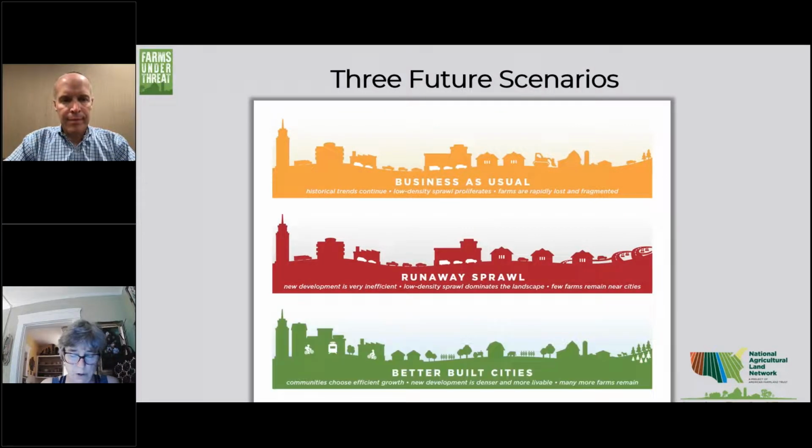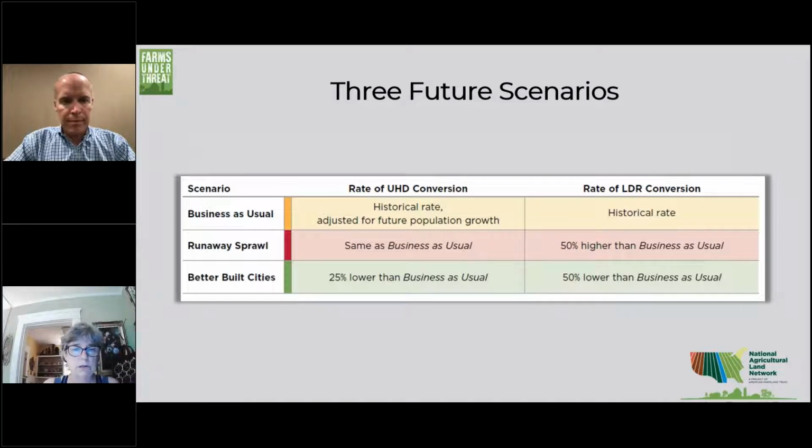And then lastly, we modeled the future that we hope for, better built cities. This scenario envisions successful efforts to reduce the footprint of residential, commercial, and industrial development on productive agricultural land. While the scenario still results in the conversion of some farmland, it envisions a future with vibrant, compact cities and towns and abundant farm and ranch land to meet the needs of the future. So quickly, let's just look at the assumptions that went into the three scenarios. You see here, for business as usual, that was the historic rate of conversion projected into the future. We adjusted for future population growth only for urban and highly developed land because we know that there's a strong correlation between those two. Runaway sprawl, again, we left that same rate of conversion as under business as usual, but we projected a much higher amount of low density residential conversion, 50% higher.